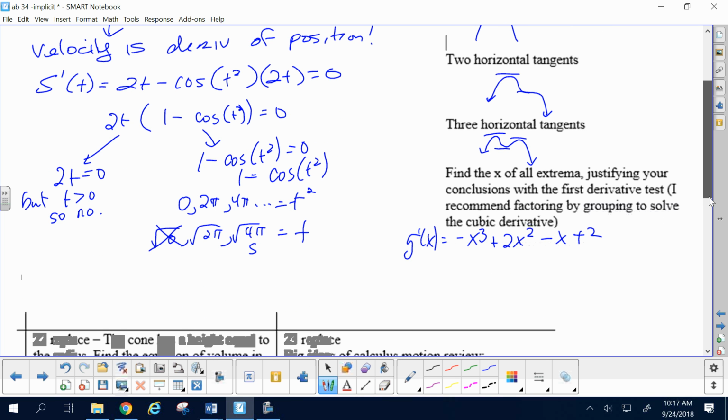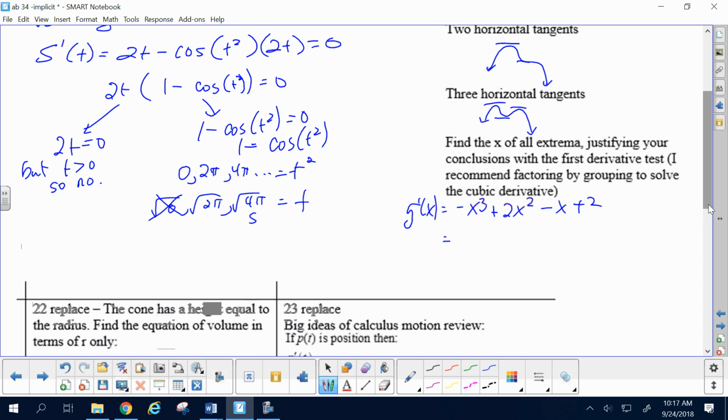Factoring by grouping means greatest common factor here, which I'll call negative x squared. Greatest common factor here, which I'll call negative 1.